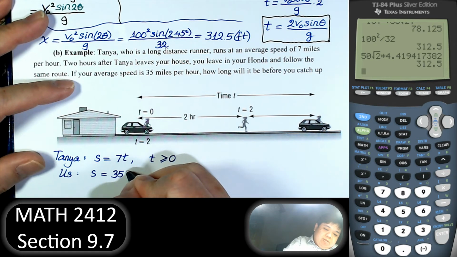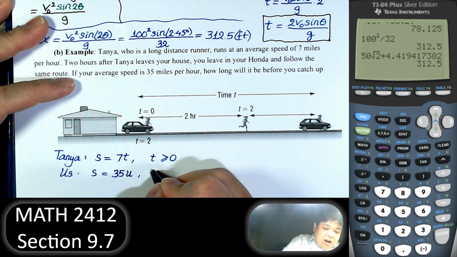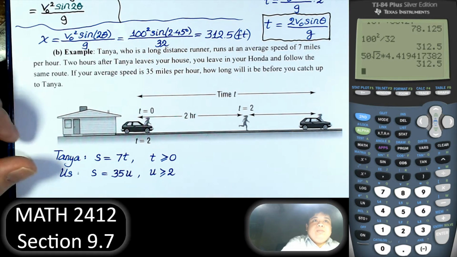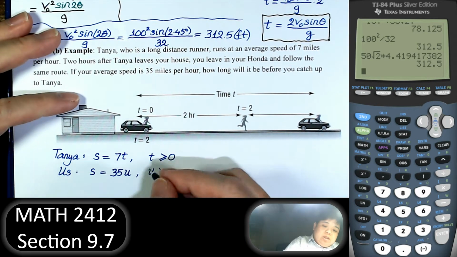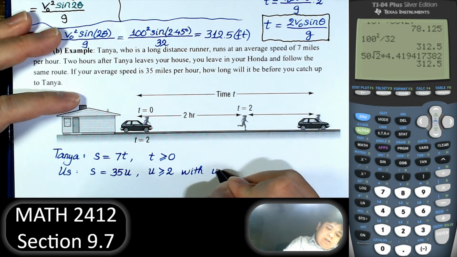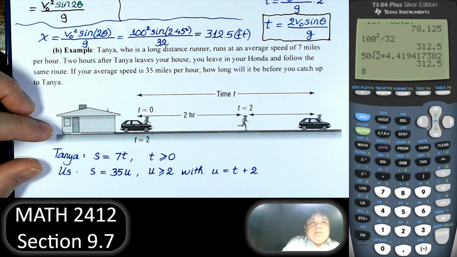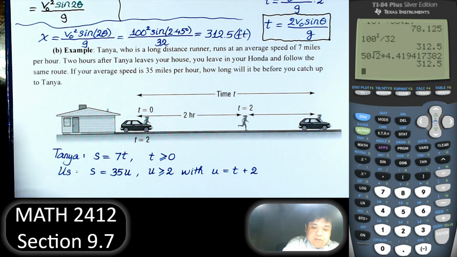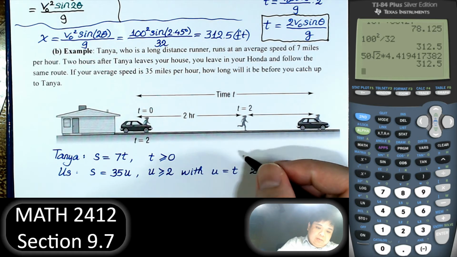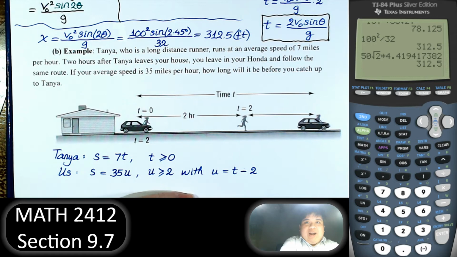Anyway, just use U as well. Let's use U, where U is time, but it is 2 hours later. U is 2 hours later than T, meaning that U is T minus 2. T is more than 2.